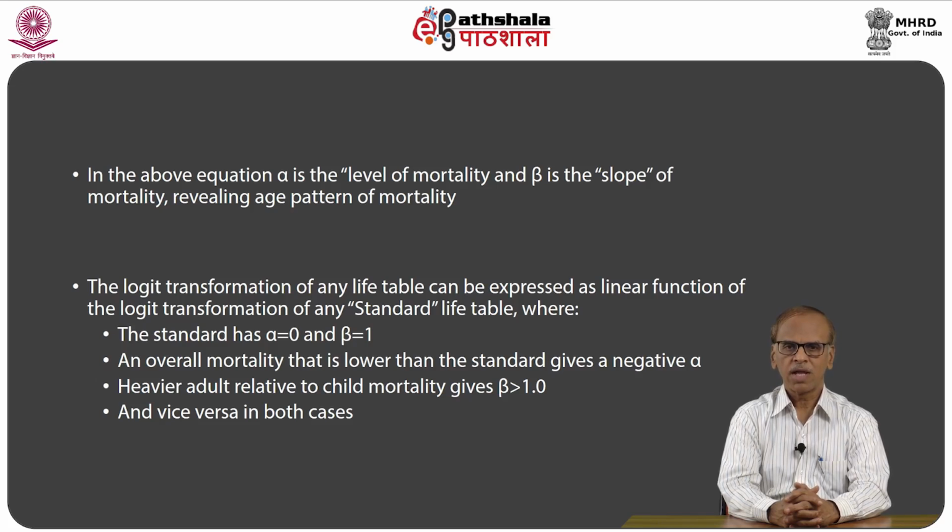Number 2, an overall mortality that is lower than the standard gives a negative alpha. Number 3, heavier adult relative to child mortality gives beta greater than 1.0. Number 4, vice versa in both cases.